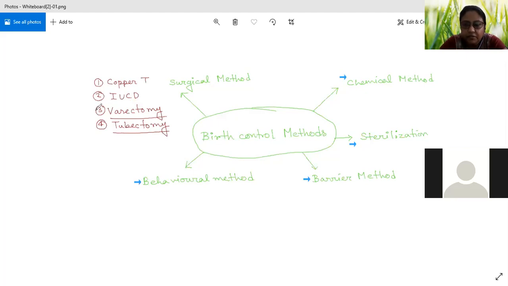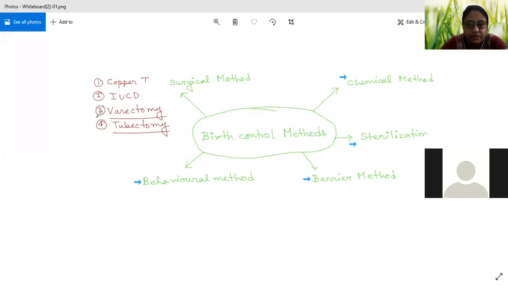What are these various steps? First step is it doesn't allow the sperm to enter into the fallopian tubule, thus preventing the fertilization process. Second situation is if the sperm by some means enters the fallopian tubule and is able to fertilize the egg, the embryo stage cannot pass through this IUCD and cannot enter into the uterus and get implanted. And even if it is implanted, IUCD ensures that the implantation is not proper and the embryo cannot grow inside the uterus. So these are three courses of protection by which IUCD ensures that pregnancy does not sustain.